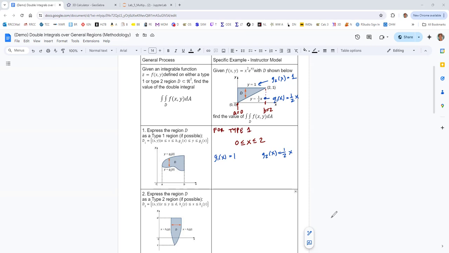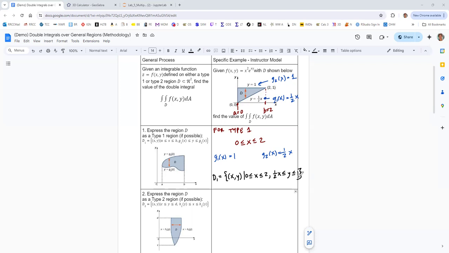We'll use D subscript 1 for this. There's the set of all ordered pairs such that the first coordinate is between 0 and 2, and the second is between half the first and 1. And that allows you to set up the limits of integration when we go to the integral notation.